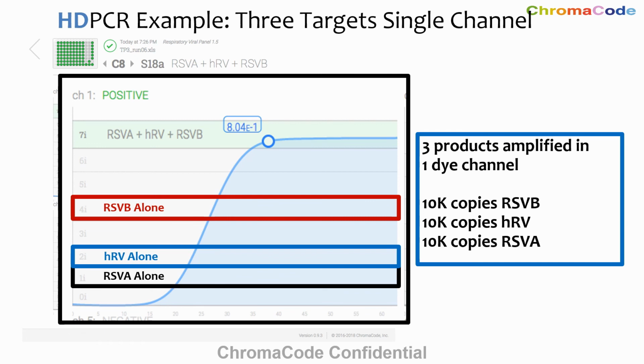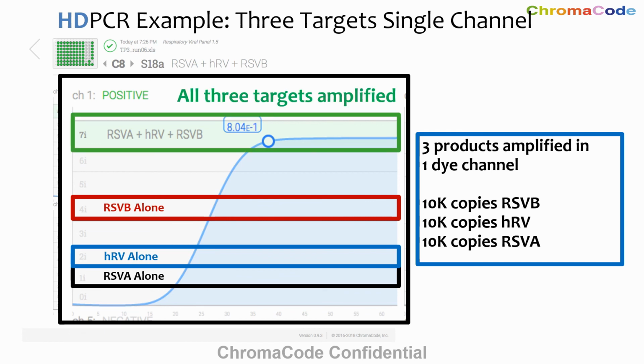But because all 3 targets were present, all 3 sets of primers and probes were amplified in this single color channel, resulting in a curve that uniquely terminated in the band highlighted in green.